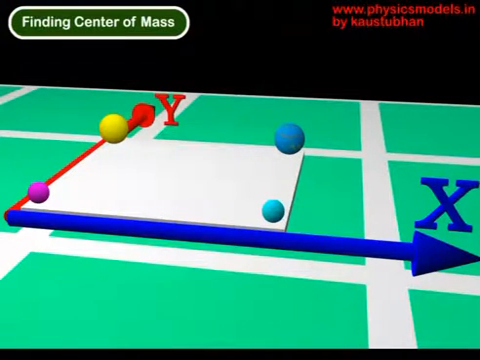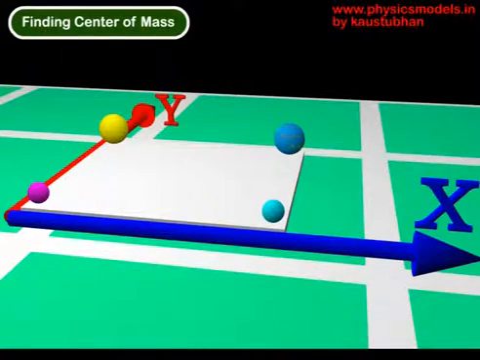Hi, this video explains how to find the center of mass. Now the question is, why should we find the center of mass? It's important in solving problems of collision to know where the mass is acting, so that we can multiply mass into velocity and find the direction of the path.